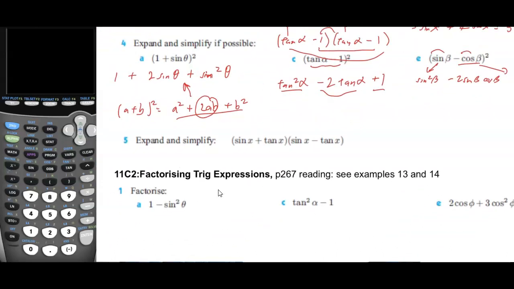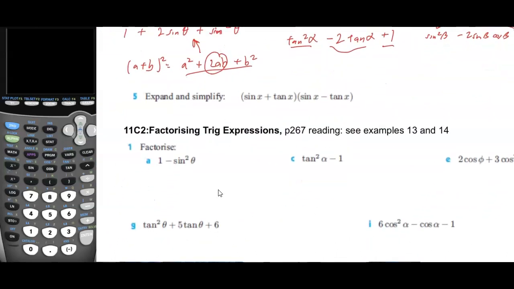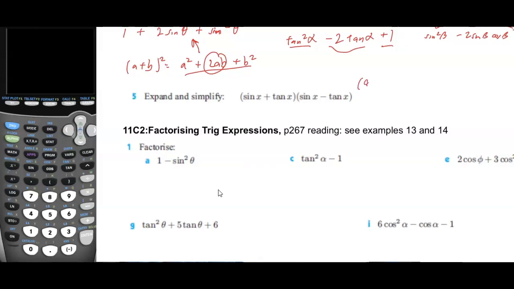All right. Expand and simplify sine x plus tan x and sine x minus tan x. Okay, so first I'll just do this without knowing the identity, which is that a minus b times a plus b is actually equal to a squared minus b squared. First I'm just going to use FOIL. So I'm going to multiply these two together, I'm going to multiply these two together, and then I'm going to do the inside and the outside.